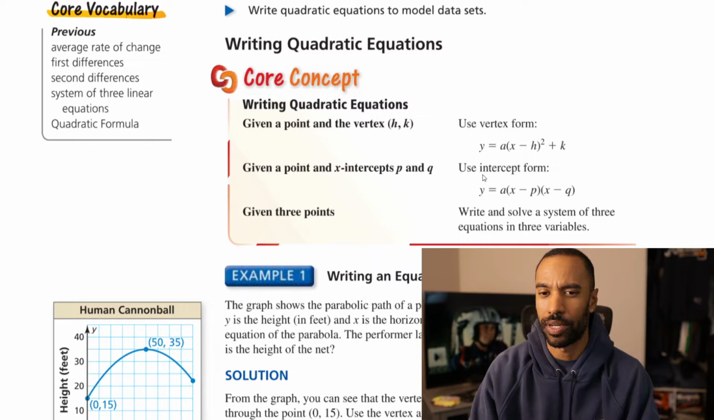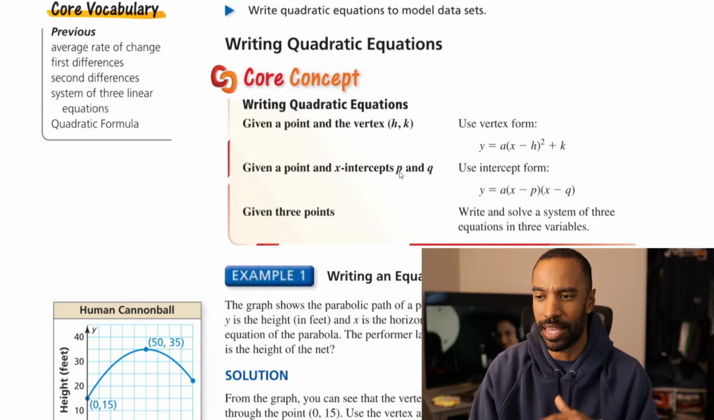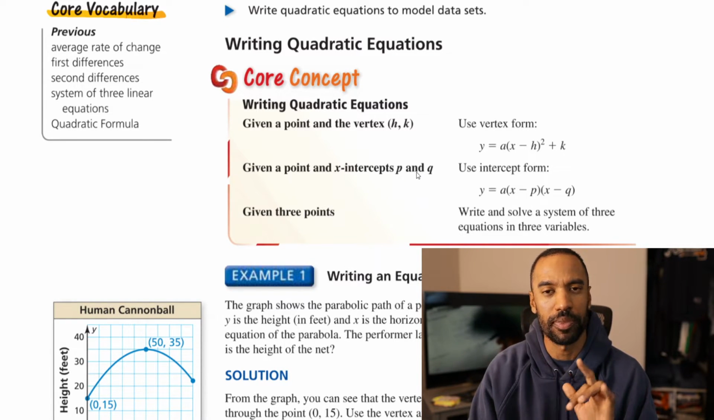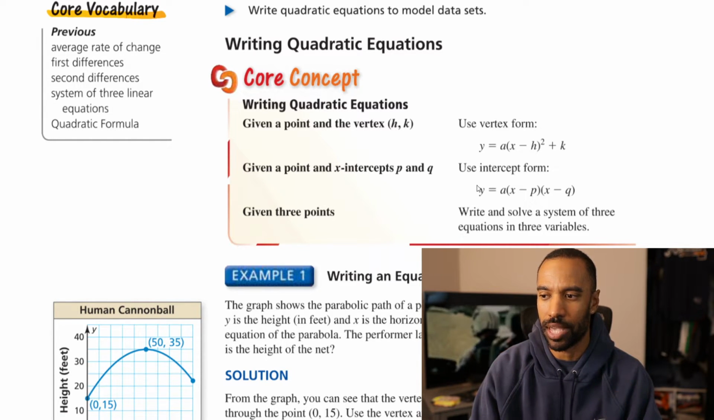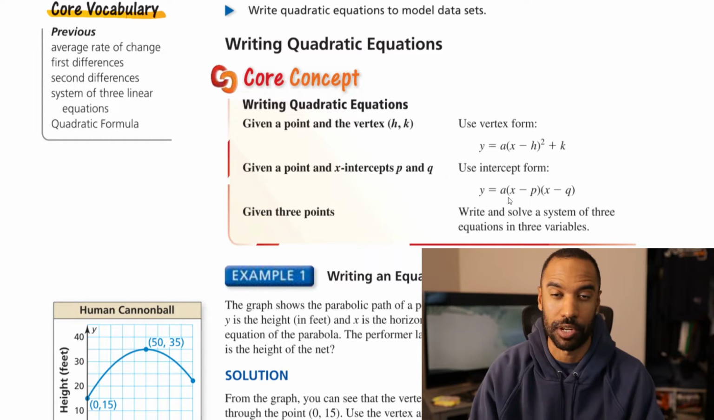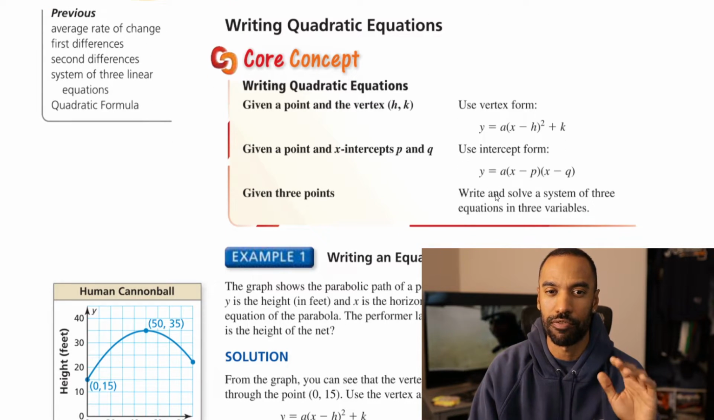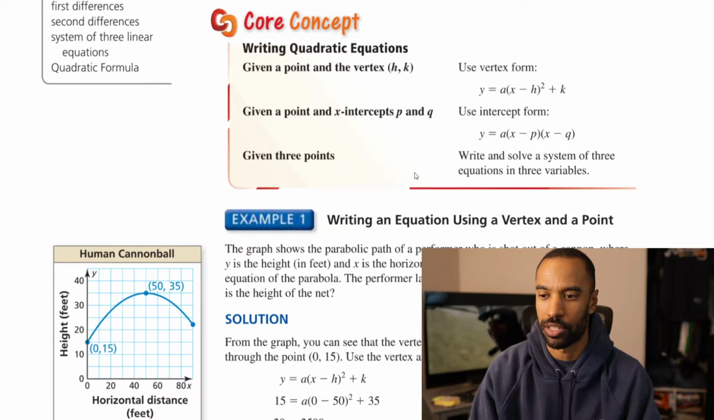I don't think we've done this one yet. We did it in IM2, but given a point and the x-intercept. So two different points, but they're specifically the x-intercept points. And then a third point, you can use x-intercept form as well. Plug in your p and q as your x-intercepts. Plug in the x and y values here to find your a. It's all about finding the stretch factor, basically. Writing the equation is find the stretch factor and let that work itself out.